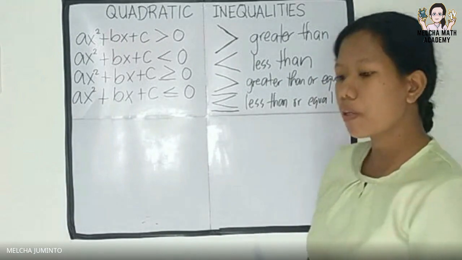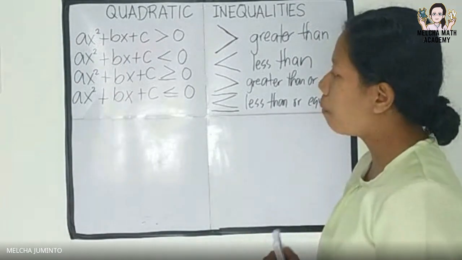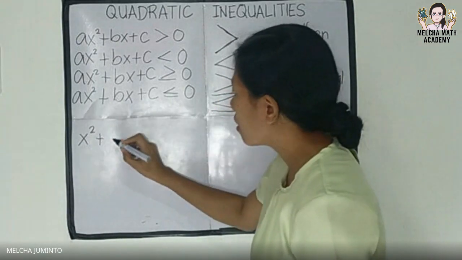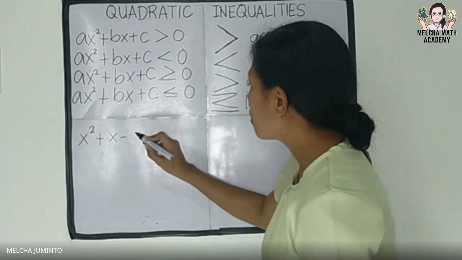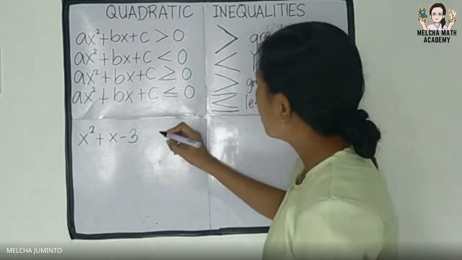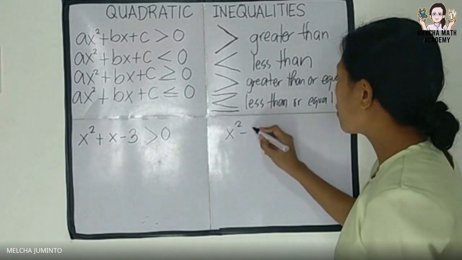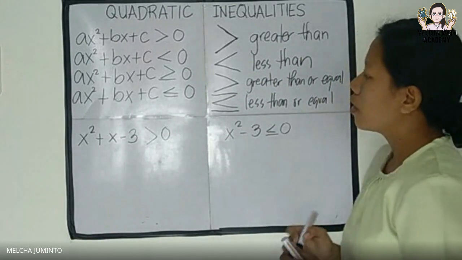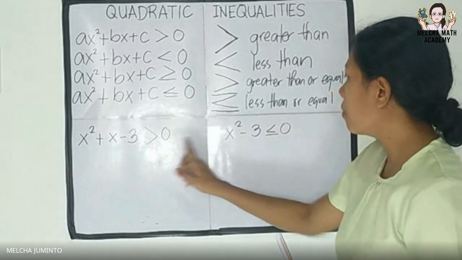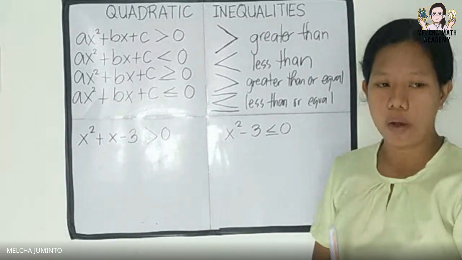Now, let us proceed with giving some examples of quadratic inequality. Let's say, for example, we have this statement: x squared plus x minus 3 is greater than 0. Or the other one, x squared minus 3 is less than or equal to 0. Both of them are considered to be quadratic inequality.